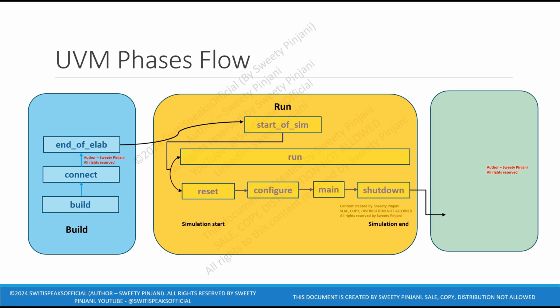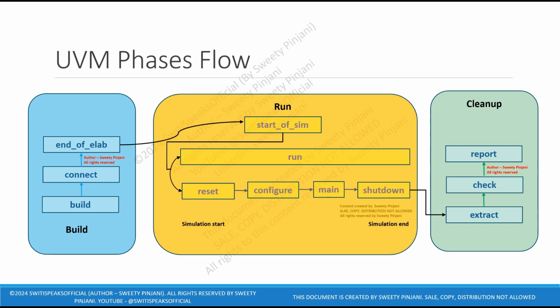Then we have the cleanup phases. In the cleanup, we will first extract the information from your scoreboard and coverage monitors. Then we will check what happened, whether the test passed or failed, and what the coverage is. Then we will report whatever we have checked. And then finally, if there is anything left, you do that and finish. Do the cleanup. That's it. This is the UVM phase flow.